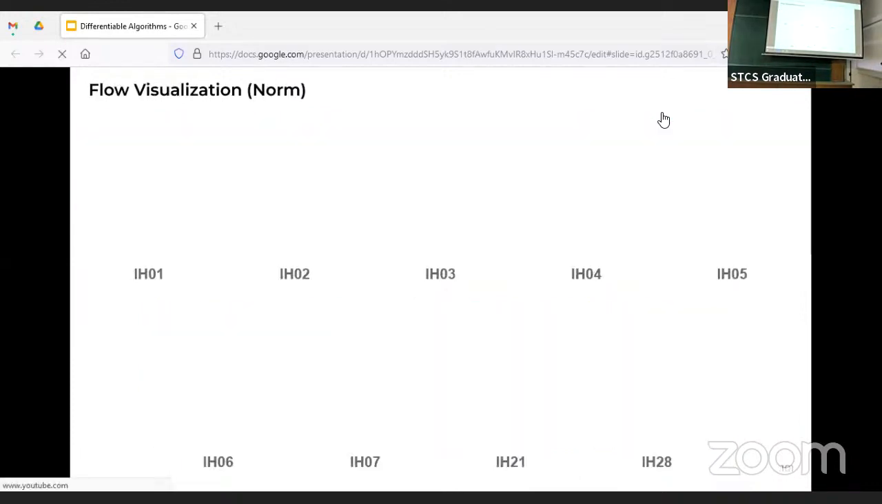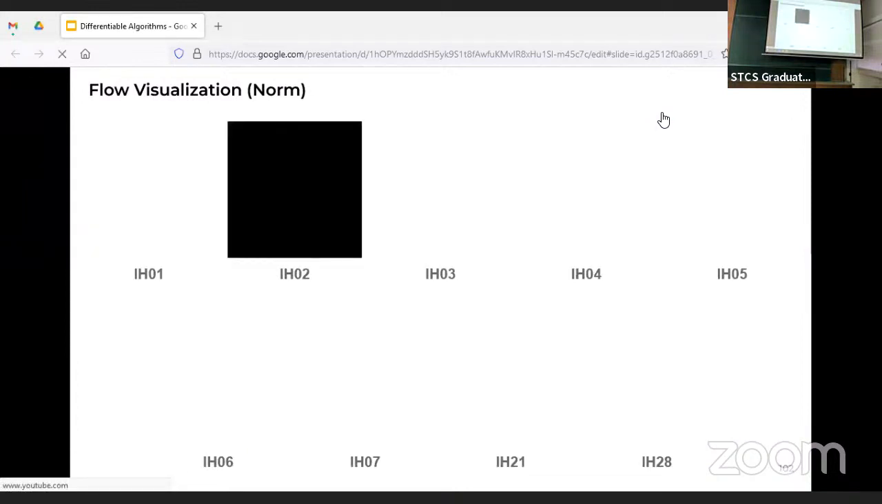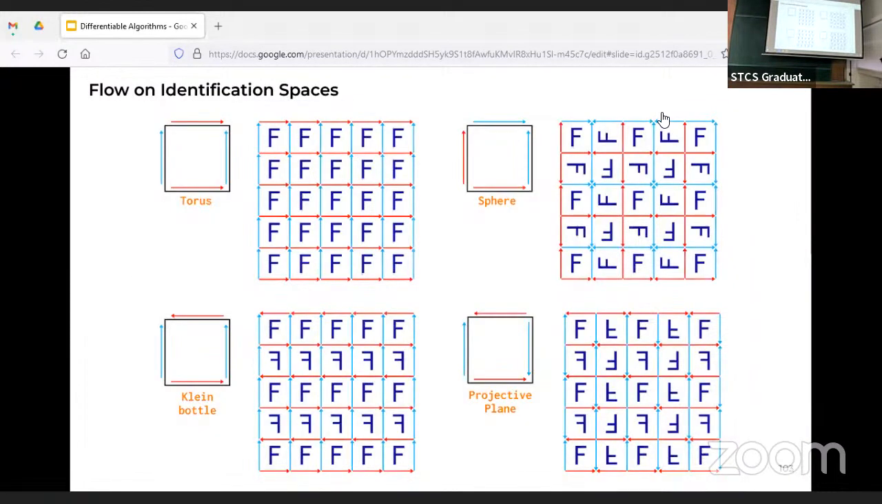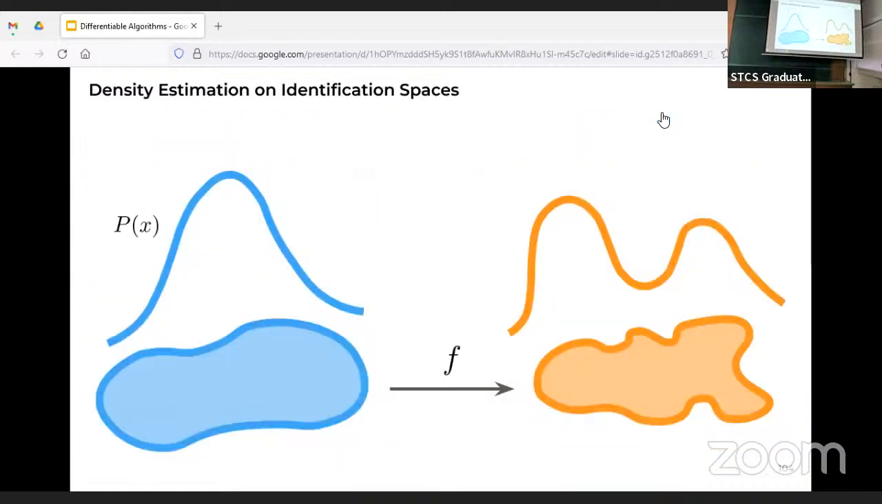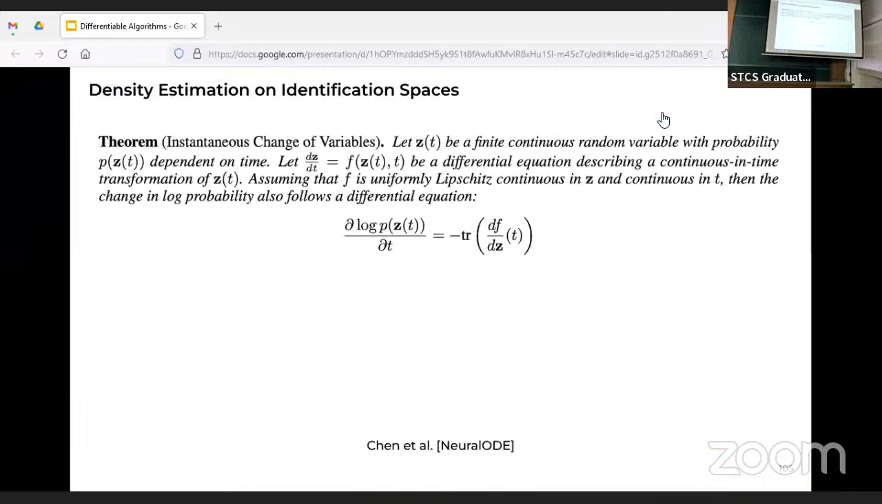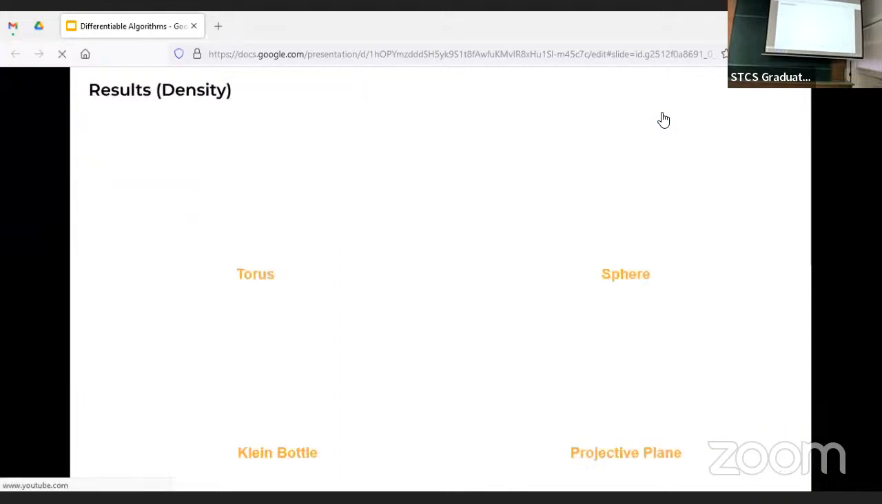I'll finish with one last slide. You can use the same idea to define flows on identification spaces, where identification spaces are similarly defined by identification constraints. We define flows on the torus, sphere, triangle and projective plane, and we use it for density estimation. I'll show some results.